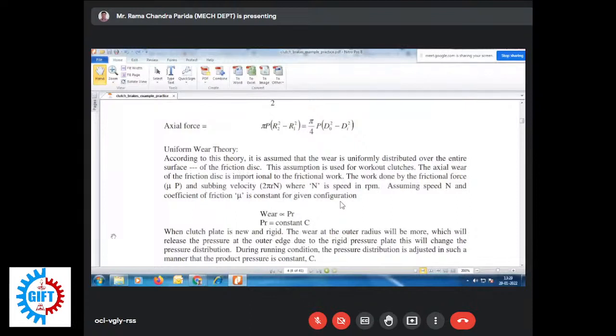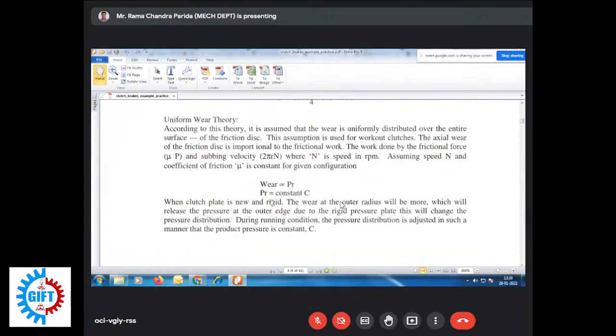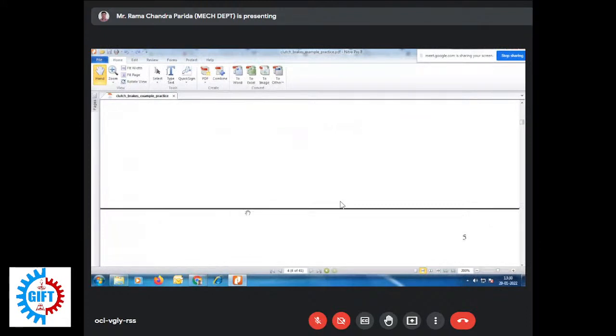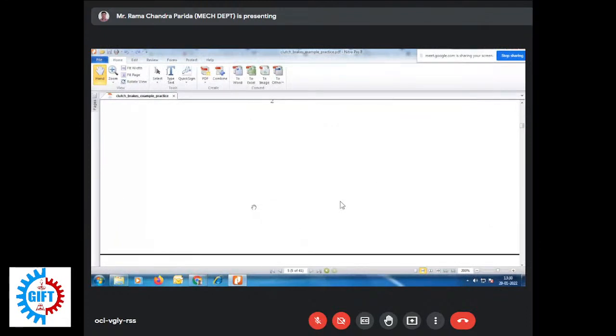Okay. So under uniform wear theory, we assume that the wear is uniformly distributed over the entire surface of the friction disk. And if we are considering the wear that has occurred, then this expression will not be valid for that. So we have to assume that uniform wear is distributed over the entire surface of the friction disk. Okay. A mathematical expression is not required.